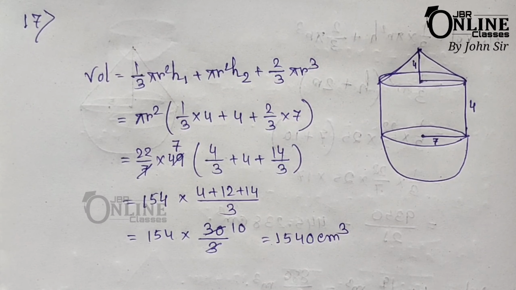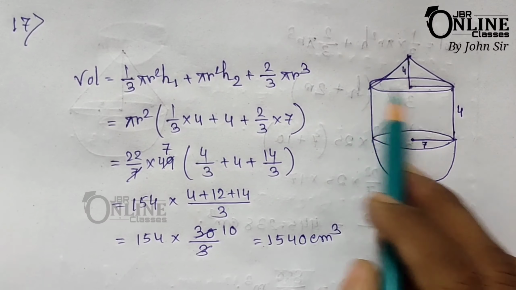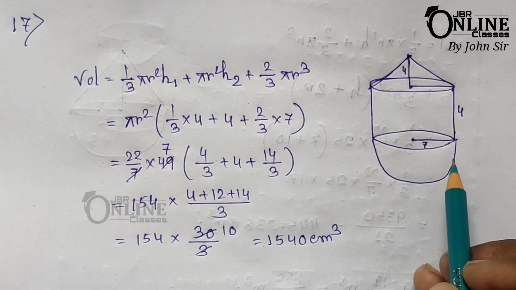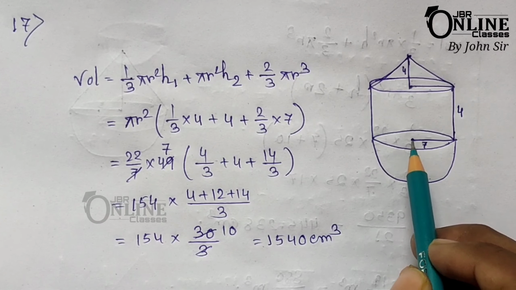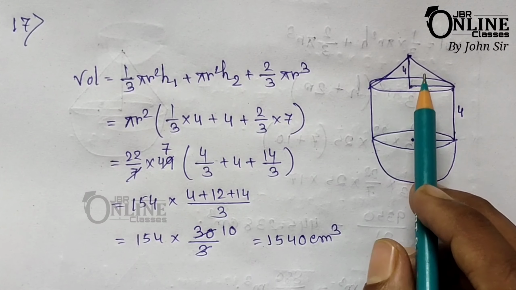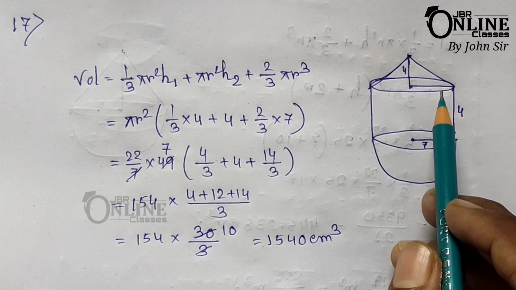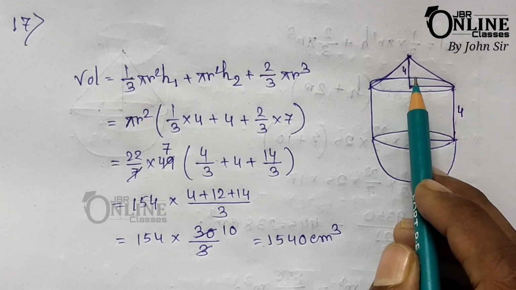Okay, now sum number 17. The adjoining figure represent a solid consisting of a right circular cylinder with a hemisphere at one end and a cone at other. So this is the cylinder, the middle portion, the upper one is a cone and the lower one is a hemisphere. And their common radius are 7 centimeter. That means 7 centimeter radius for the hemisphere and 7 centimeter radius for the cone also. The height of the cylinder is 4 and the height of the cone is also 4.